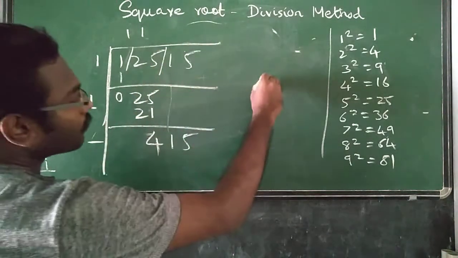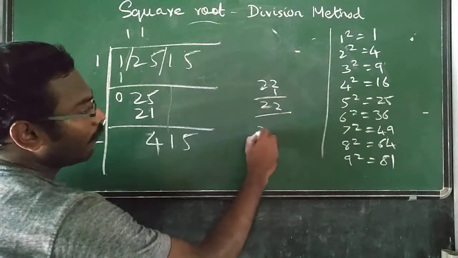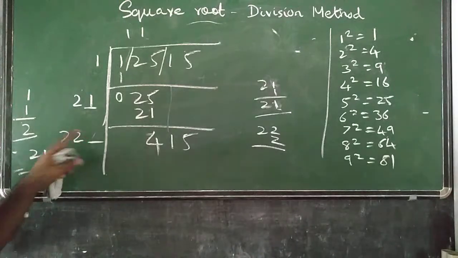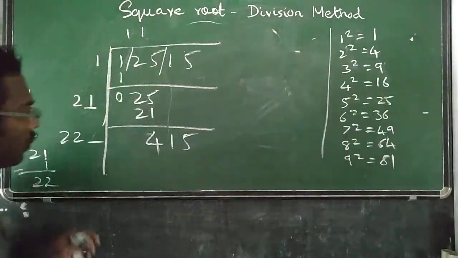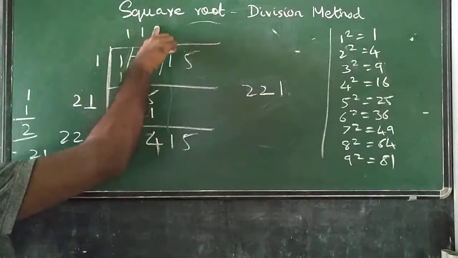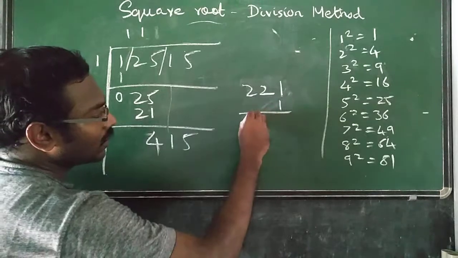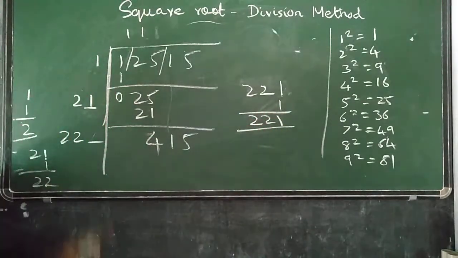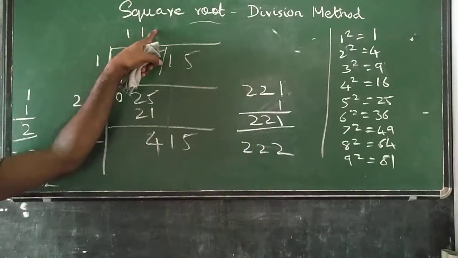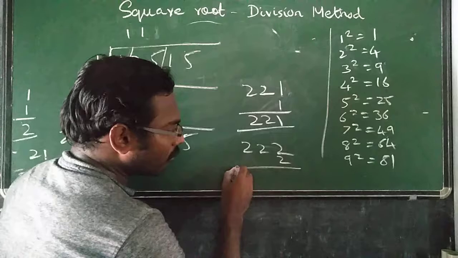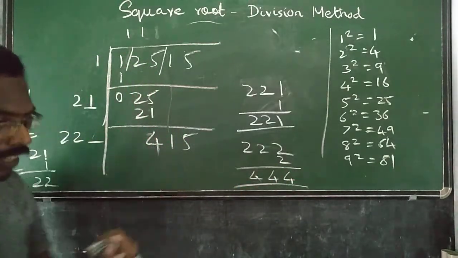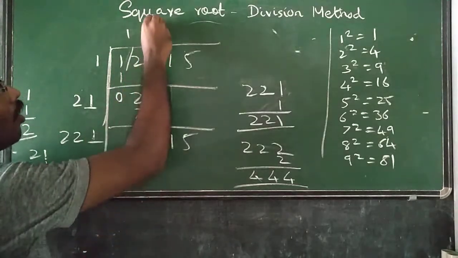If you put 1, 22 into 1 is 22. If you put 21 into 1 is 21. Here, 1 means 1 digit. This is 2, 2. If you put 1 here, here also 1. So 221 into 1 is 221. Let us try 2 here: 222. If you put 2 here, here also 2. So 222 into 2 is 444, which is greater than this. Therefore, just write 1, 1.